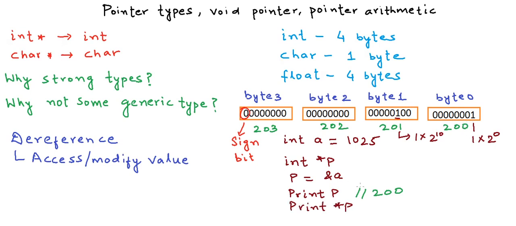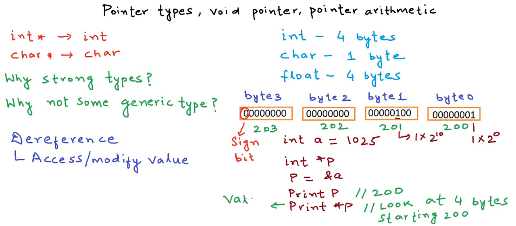If we dereference this address and try to print asterisk p, we want to know the value at this particular address, then the machine sees that okay, p is a pointer to integer, so we need to look at 4 bytes starting at address 200, and then the machine knows how to extract the value of an integer data type. So it retrieves the value 1025 out of these 4 bytes.